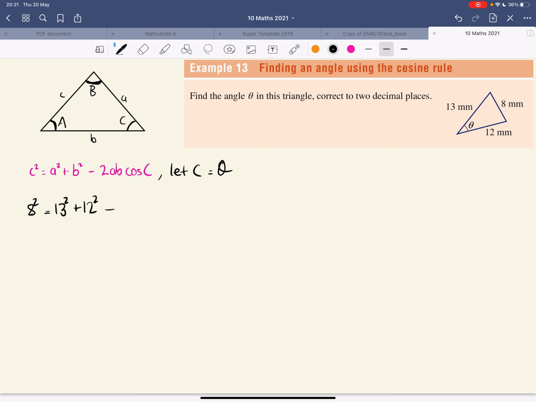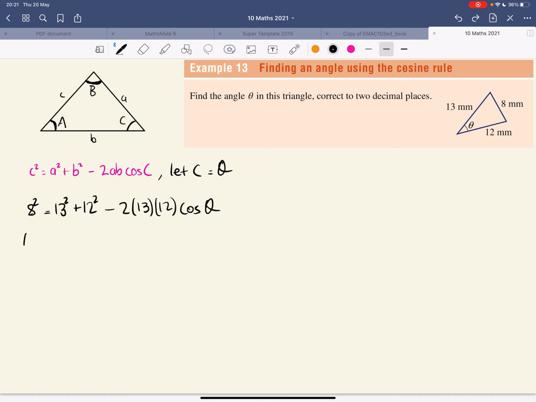And now we're going to subtract 2 multiplied by A, which we determined was 13. So let's be consistent, multiplied by 12, multiplied by cos C, which is now theta, as we established here. Okay, so our next step now is just to keep working through. We're going to try and solve as much as we can, and eventually we'll start rearranging to make theta the subject.